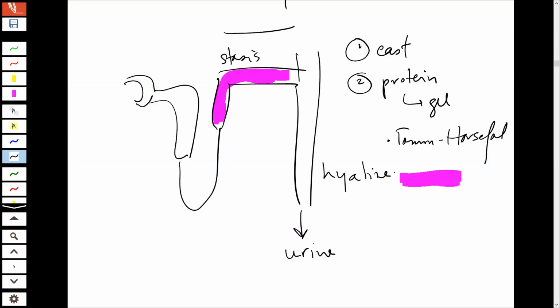So if I put on my ski jacket in a hot, humid Florida day and I went for a 3-mile run, would I have hyaline casts in my urine sediment at the end of it? Oh, for sure I would. Absolutely for sure I would.